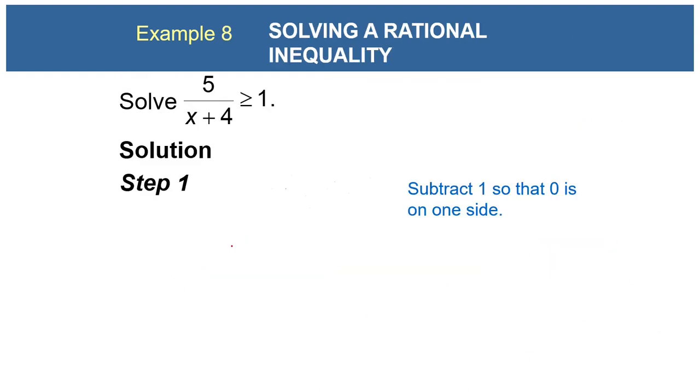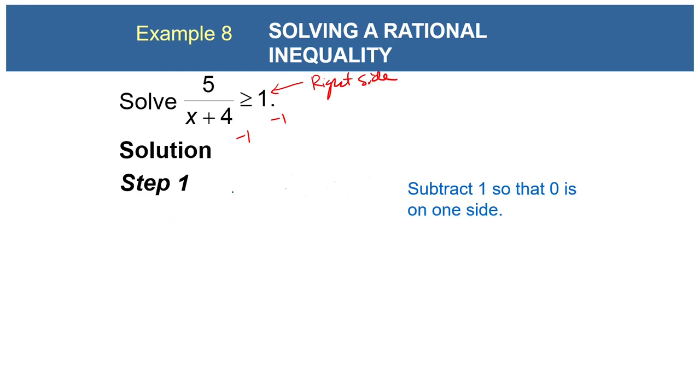Example 8, let's solve 5 over x plus 4 is greater than or equal to 1. Now I want you to notice that this is a 1 on the right side. It's very difficult to solve if this number is not a 0. I want a 0 on one side of the inequality. So let's subtract 1 to both sides of this inequality before we start.